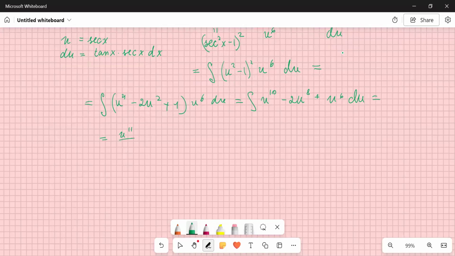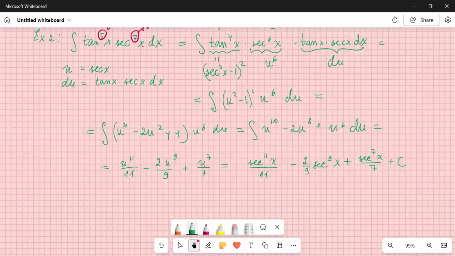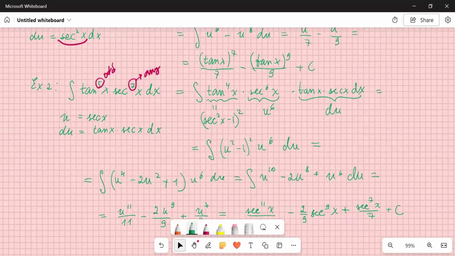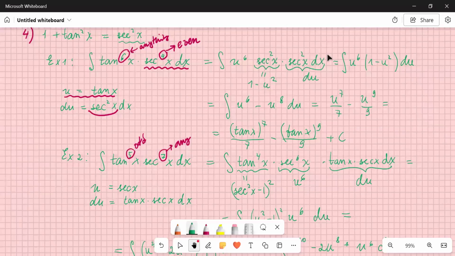So we have u to the power of 11 over 11 minus 2u to the power of 9 over 9 plus u to the power of 7 over 7. Going back to the original variable, we are going to have secant to the power of 11 over 11 minus 2 over 9 secant to the power of 9 plus secant to the power of 7 over 7 plus constant. So let me go back. The power of tangent must be odd. So in my first case, the power of secant is even, and in the second case, the power of tangent is odd.